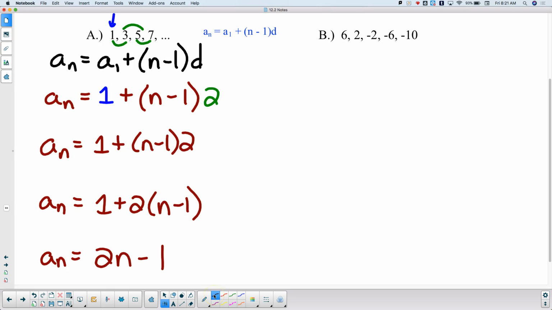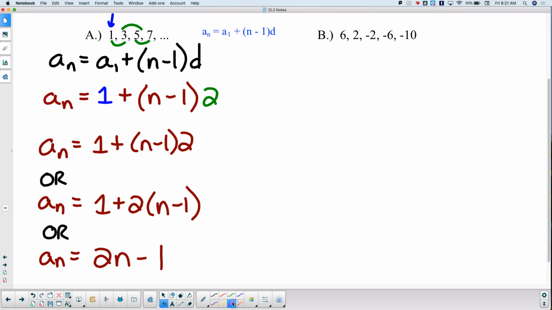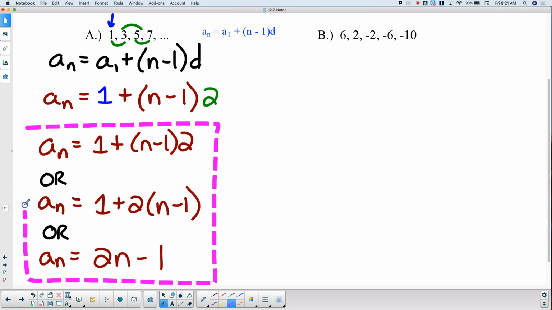All of those, oops, not A, arithmetic's on the brain. All of those are acceptable rules in my eyes for this sequence. Okay.